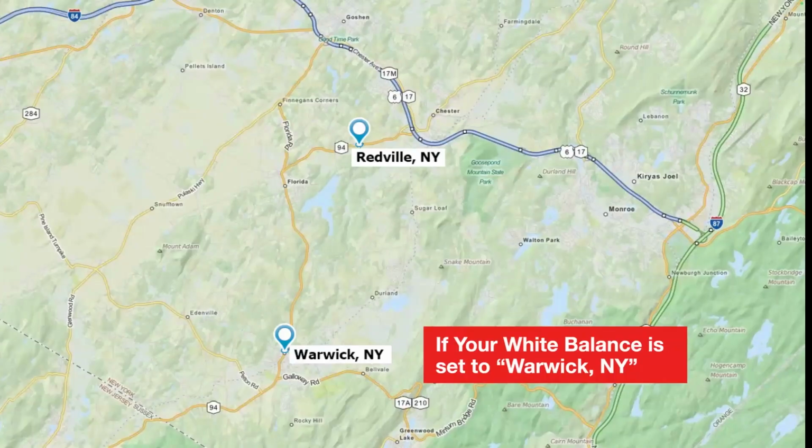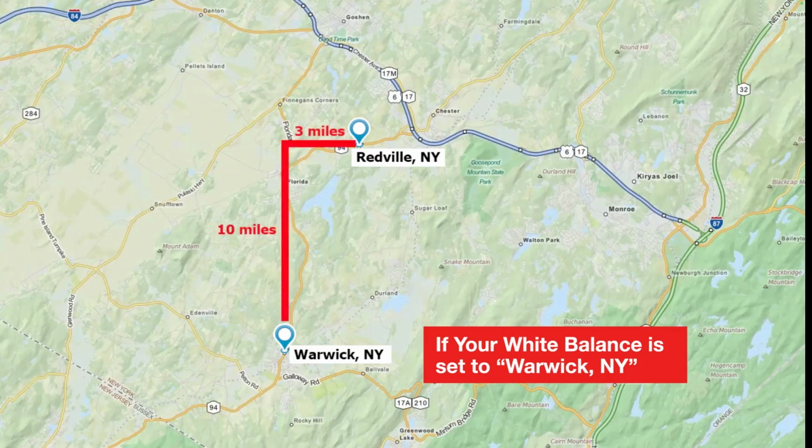Okay, so here's a map with Warwick, New York, which is where we are right now. Let's say you want to get to Redville, New York, which is not really a place, but we're going to say red. So if I chose Warwick as my white balance, my gray balance, and told the software I wanted to get to 100% red, well, the software would know from reading in the patches that it would have to go north 10 miles and east 3 miles, and it would end up exactly in downtown Redville. That's great.